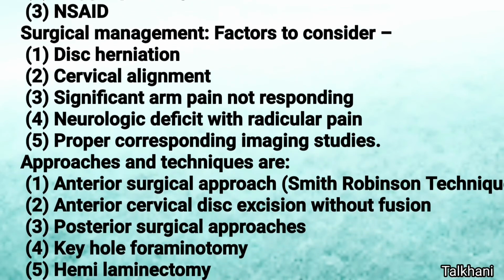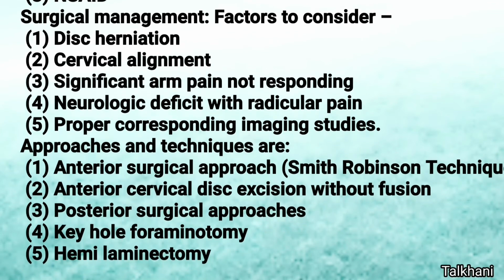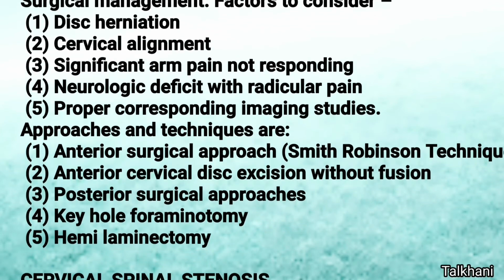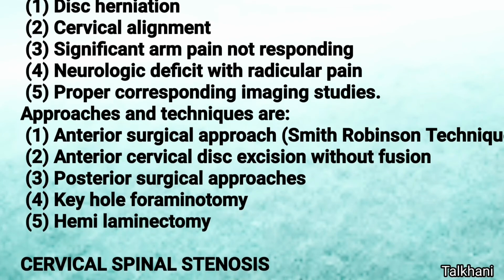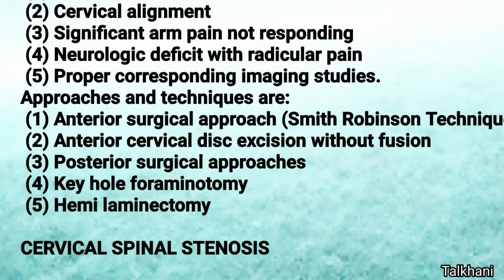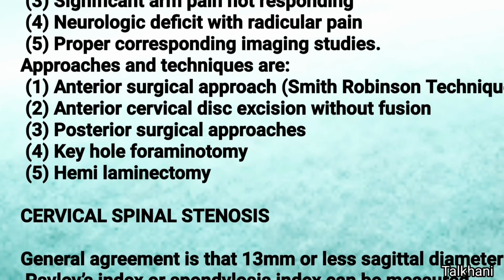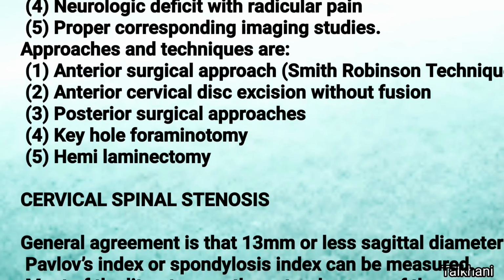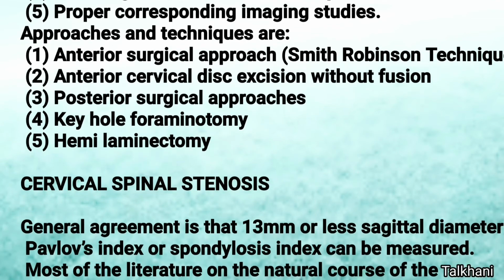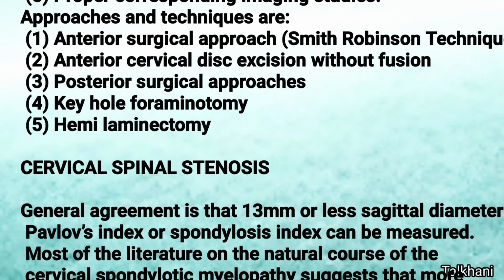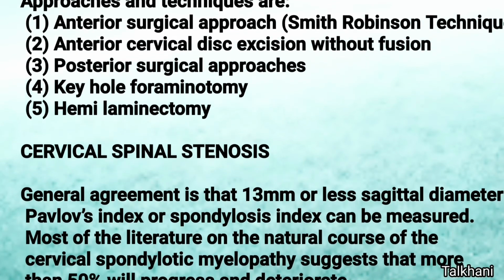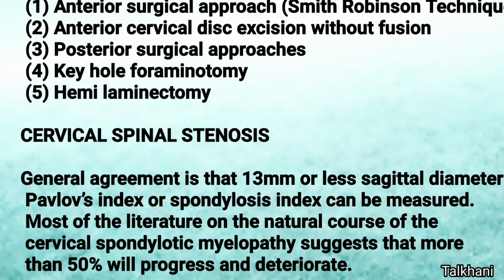Approaches and techniques for cervical spondylosis are: number 1, anterior surgical approach using Smith-Robinson technique or Cloward technique. Number 2, anterior cervical disc excision without fusion. Number 3, posterior surgical approach. 4, keyhole foraminotomy. 5, hemilaminectomy.